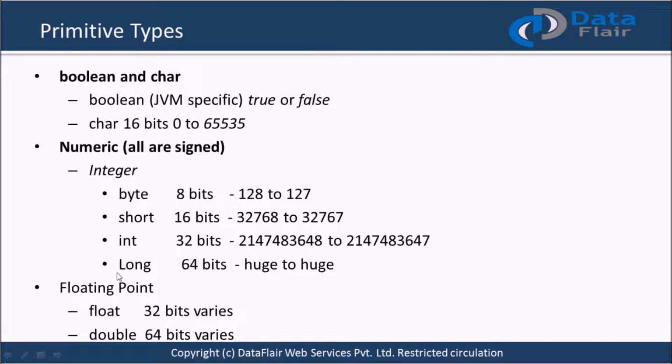And then we have floating point numbers. Floating point numbers are numbers where you have one part before the point and another after the point. Those floating point types are float and double. By default, all decimal numbers are double. So when I say 5.5, it is a double.